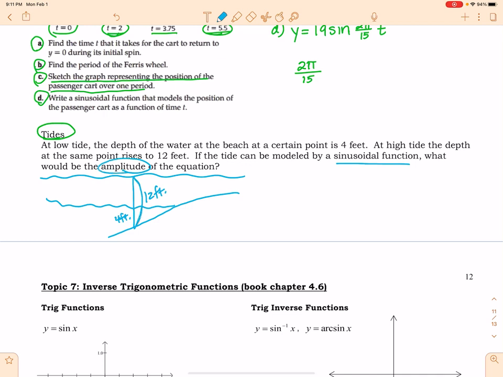If this is 12 and this is 4, we need to think about the difference between 12 and 4. So this right here would be 8. Sorry, I lost my bearings for a minute. So that's 8 feet. You remember, you think about your amplitude as half of that. So 4 feet is going to be your amplitude. Easy peasy lemon squeezy.